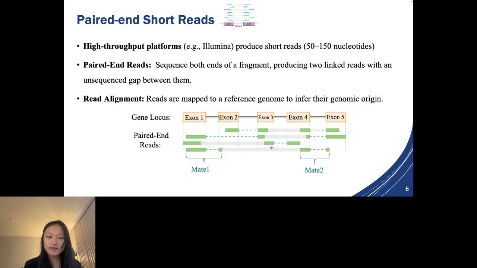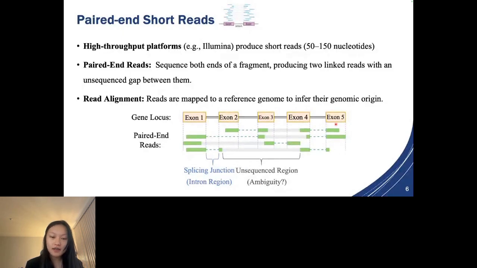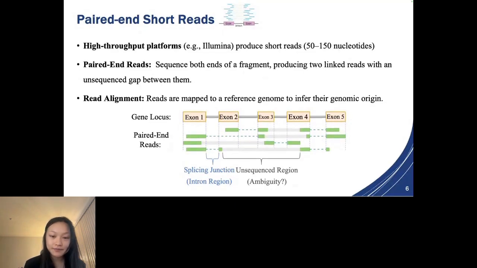After sequencing, these reads are aligned back to a reference genome. This tells us the likely genomic origin of each read. Here you can see paired-end reads mapped to a gene locus consisting of 5 exons. These reads themselves may fall entirely within exons, or they might span across splicing junctions. The key challenge hinted at here stems from the unsequenced region between the paired-end reads and the fact that the reads themselves are short. This introduces ambiguity.